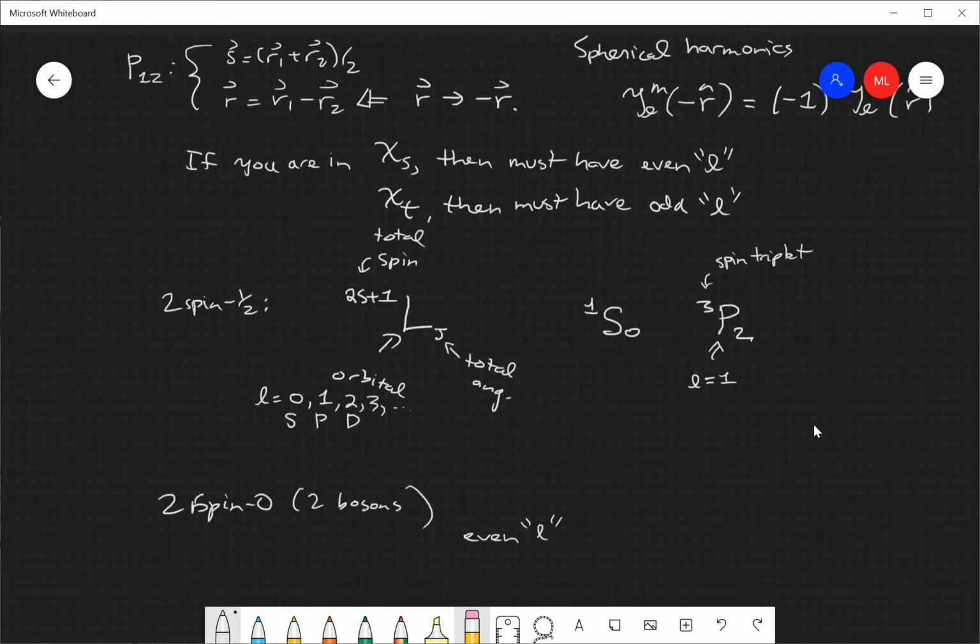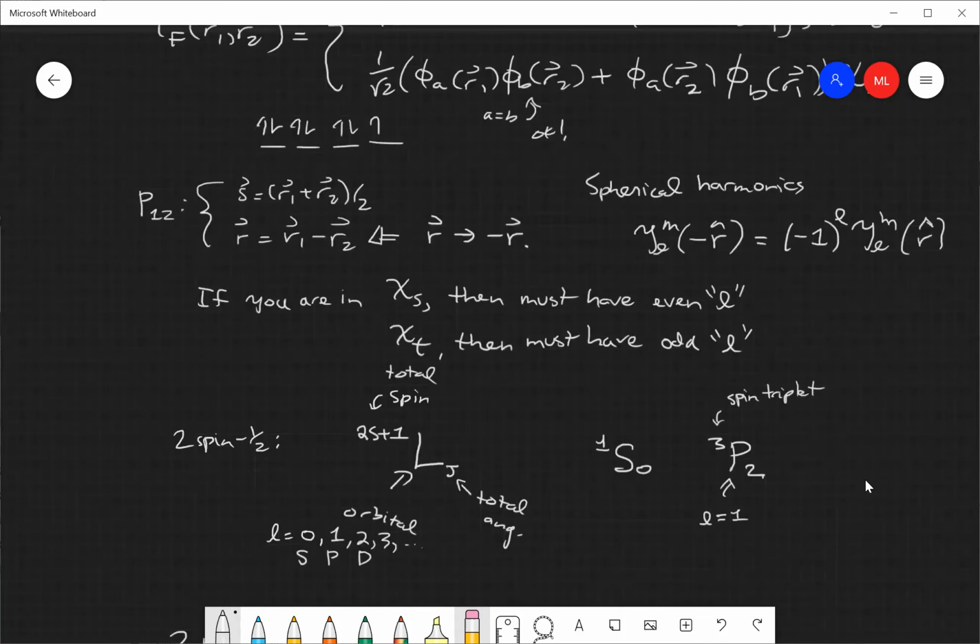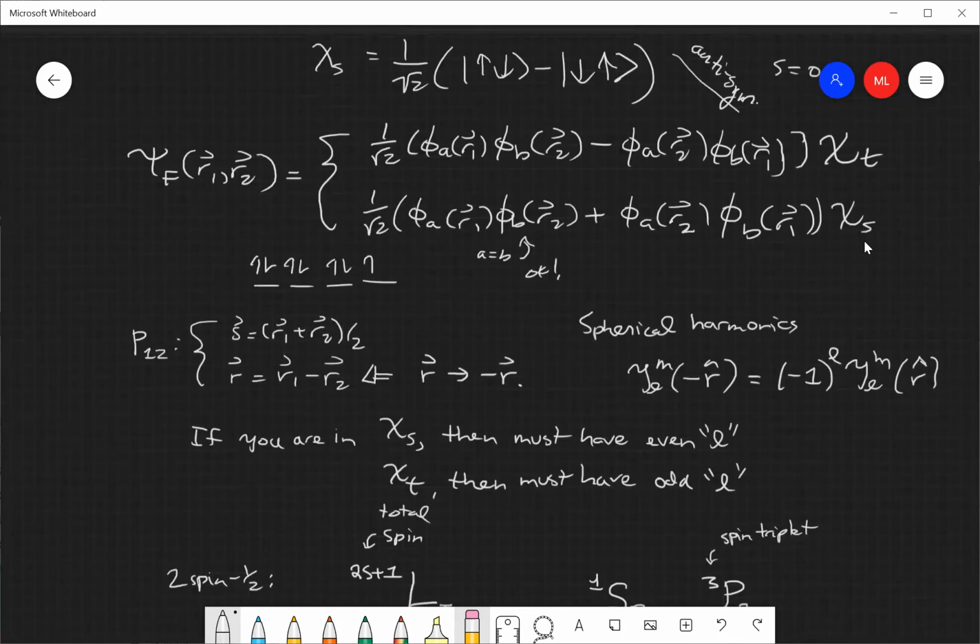All right. Any questions though? This is a pretty important concept, this interplay between spin and orbital angular momentum.